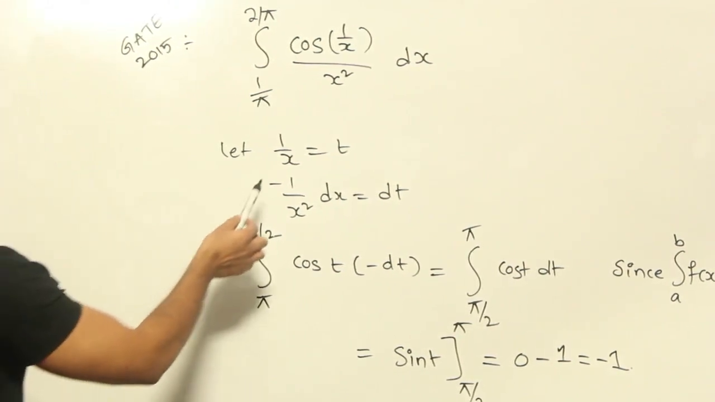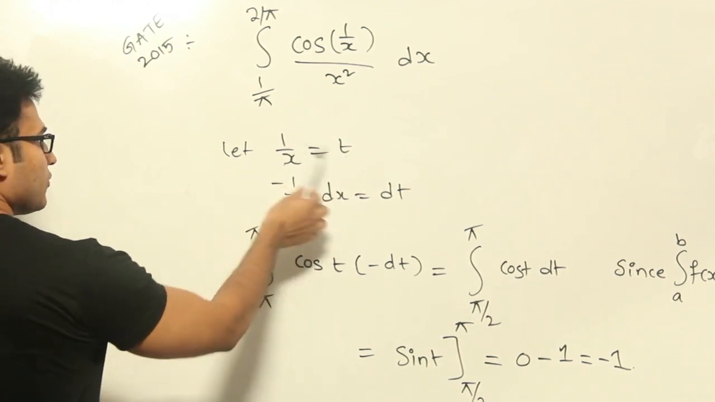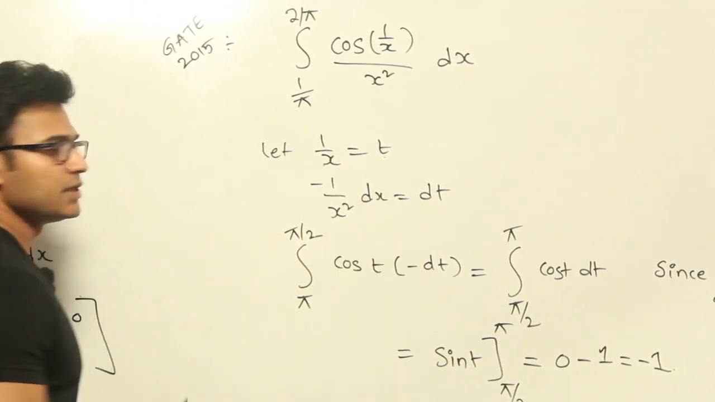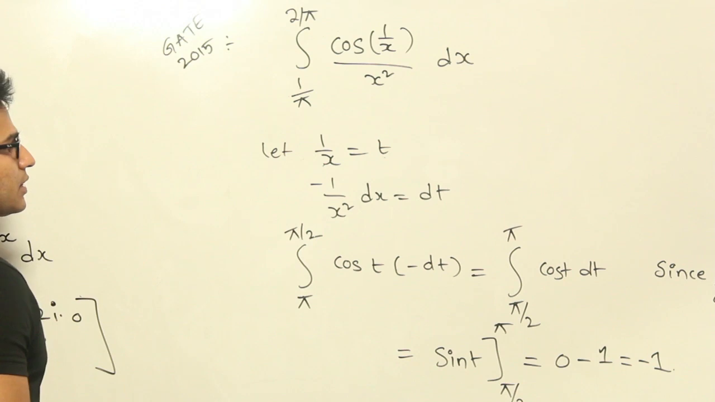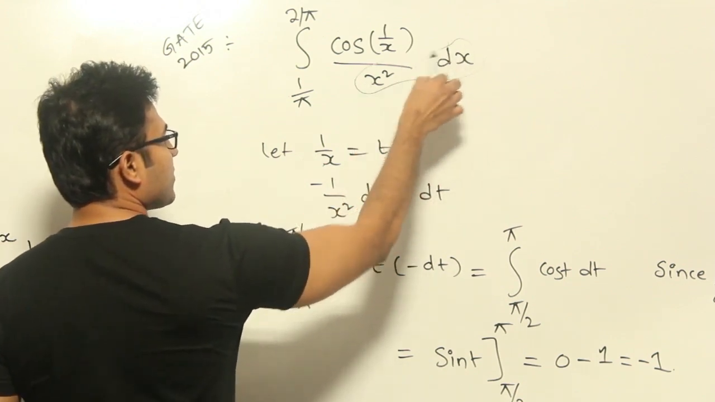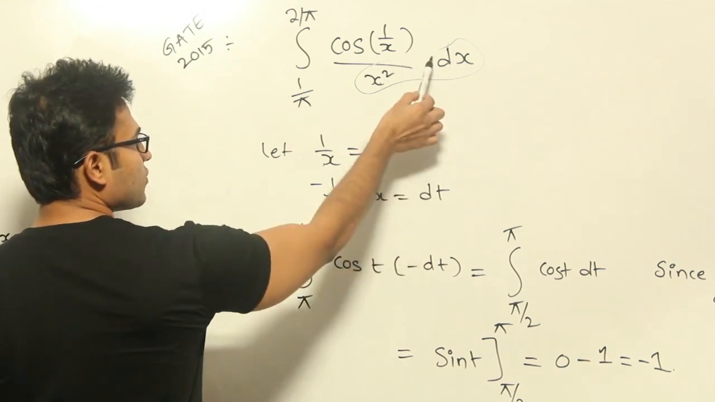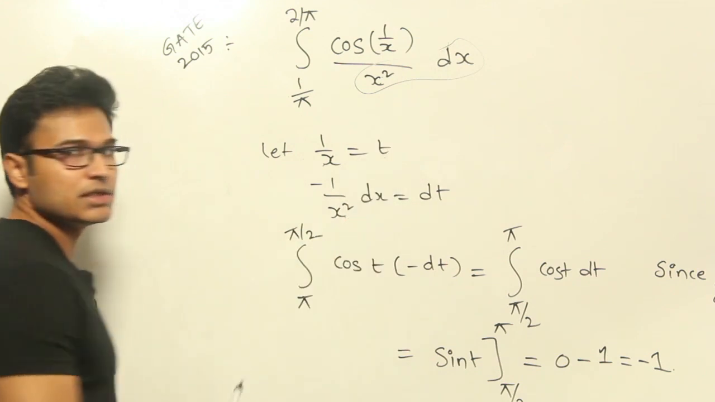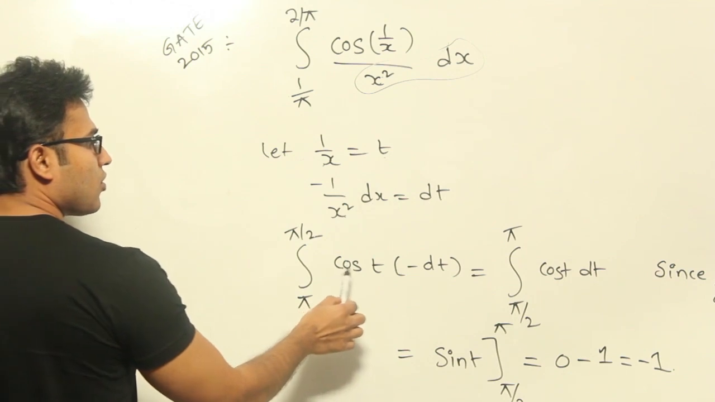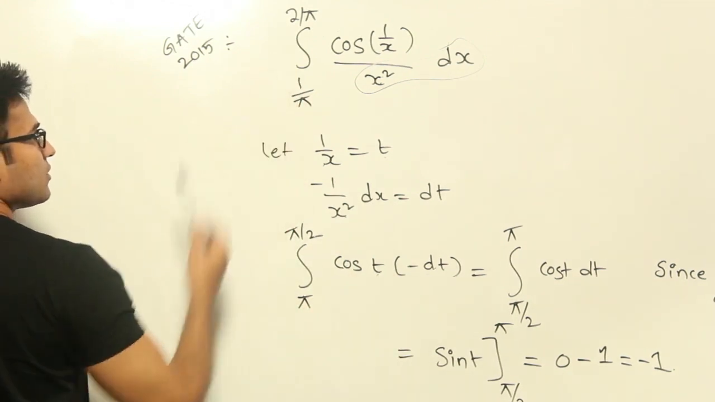So you can let 1 by x is equal to t. Then if we differentiate on both sides, minus 1 by x square into dx is equal to dt, right? So if you observe it, this entire function can be transformed like this. dx by x square is equal to minus dt. So in place of these two I can write minus dt, and in place of 1 by x I can write t. Therefore cos t into minus dt, and the only thing remaining is the interval.